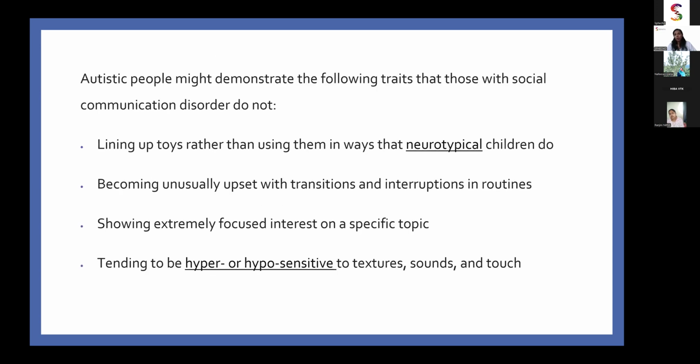Also, in the autistic population, we see a lot of sensory issues. That is, they might dislike certain sounds, maybe certain textures, maybe they do not like to touch certain kinds of substances. So all these types of behaviors may not be seen in the social communication disorder population.